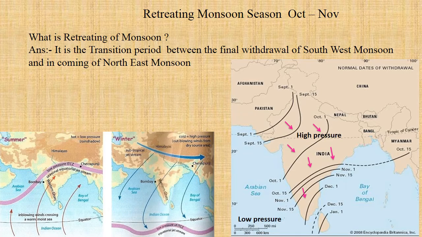So the winds will start retreating. That means the southwest monsoon will start leaving India. It will start withdrawing from the country, and that withdrawal is called the retreating monsoon season. The ITCZ shifts to the southern part of the equator and we have the winter season in our country. Let's go to the next slide.